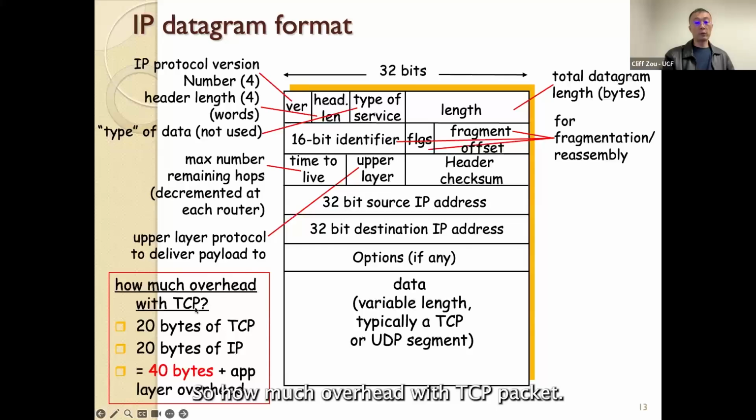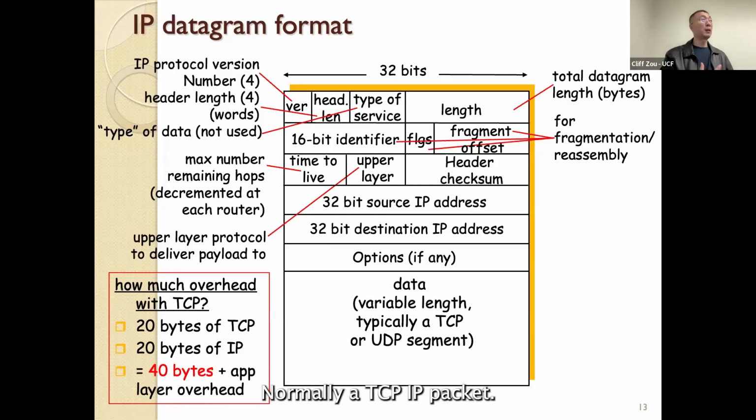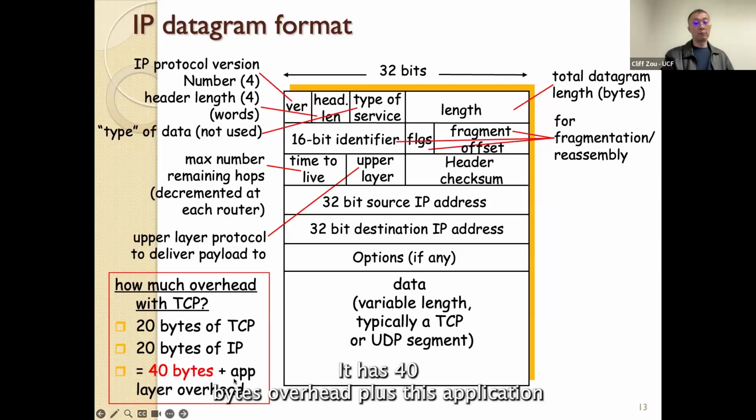So how much overhead does a TCP packet have? The TCP header is normally 20 bytes. The IP packet header is normally 20 bytes. The majority of network applications are built on TCP/IP. Normally a TCP/IP packet has 40 bytes of overhead plus the application data part. So the overhead is normally 40 bytes.